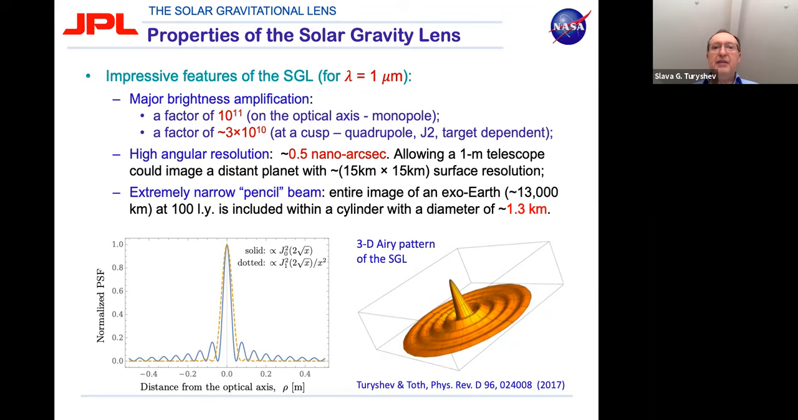If I now include not only the monopole gravity, but also account for the fact that the sun is oblate, I will have to deal with something called an astroid caustic. So the light amplification at the cusp will be roughly about 10 to the 10th. It has a very large angular resolution, 0.5 nanoarcseconds. That means I can use a 1 meter telescope to image a distant exoplanet with roughly 15 by 15 kilometers resolution on its surface.